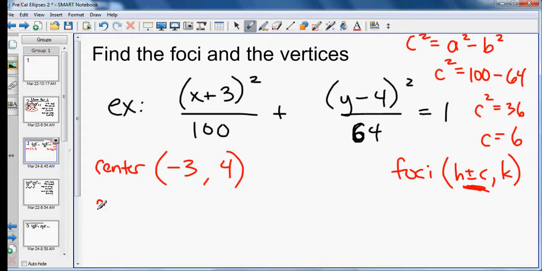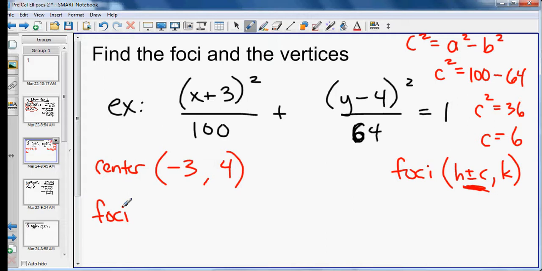So I used c squared equals a squared minus b squared to find the value of c. Now notice you'll always be putting the bigger number first, so you should never end up with negative numbers or imaginary stuff. That should never happen, because it's always the bigger number minus the smaller number. And then we need to add and subtract that number to the center.